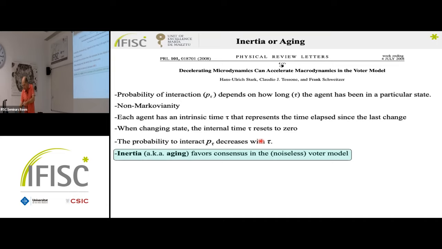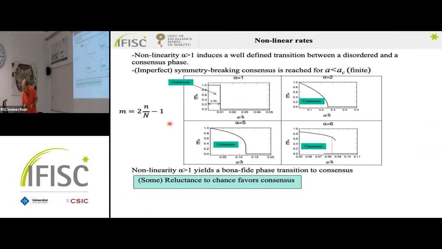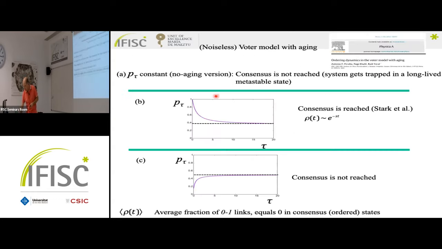What they found in this paper is that aging, or inertia as they call it, favors consensus in the noiseless voter model. Noiseless, remember, means there is only copying. We completed these results in this paper, and here is a summary. But remember what happens here: if p tau is a constant, the probability of interaction is constant, you do not reach consensus. We're talking about the linear model. If P is a constant, you do not reach consensus. So we are here, and there is no consensus.